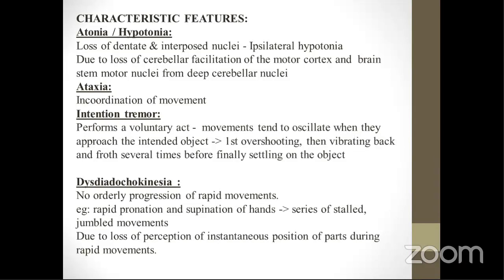Ataxia, incoordination of the movement, will be there. The function is coordination of the movement. If the cerebellar lesion is there, you can't coordinate the movement, and that condition is known as ataxia. Then the third commonly seen is intention tremor. Whenever you are performing a voluntary act, the movements tend to oscillate when they approach the intended object. First there is overshooting, then vibrating back and forth several times before finally settling on the object. This is termed intention tremor.